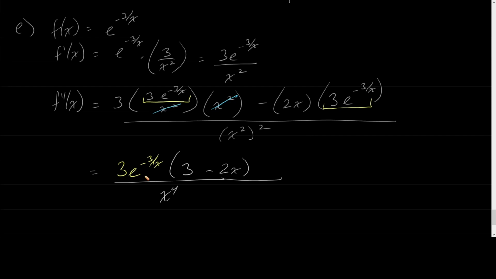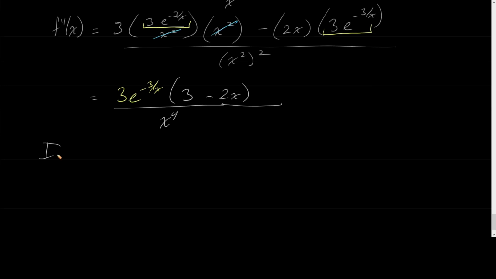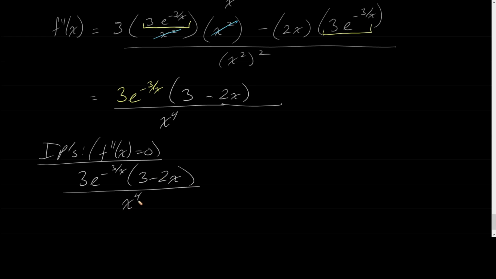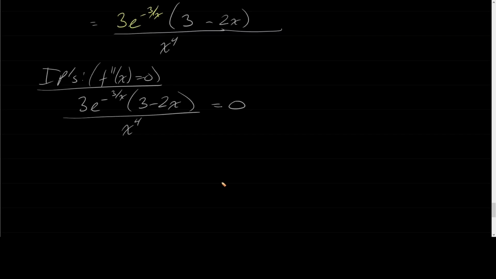So now, why do we want that? Well, again, we need to find inflection points, which are where f double prime of x is equal to 0. So let's set this equal to 0. 3e to the negative 3 over x times 3 minus 2x over x to the fourth equal to 0. And in fact, let me rewrite this fraction even further, because this is really saying 3 times 3 minus 2x over x to the fourth e to the positive 3 over x equaling 0.